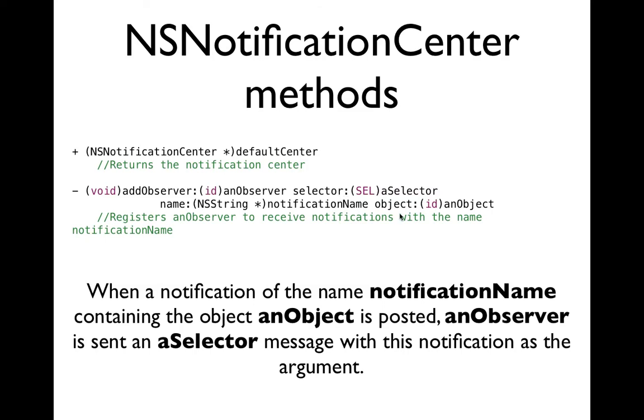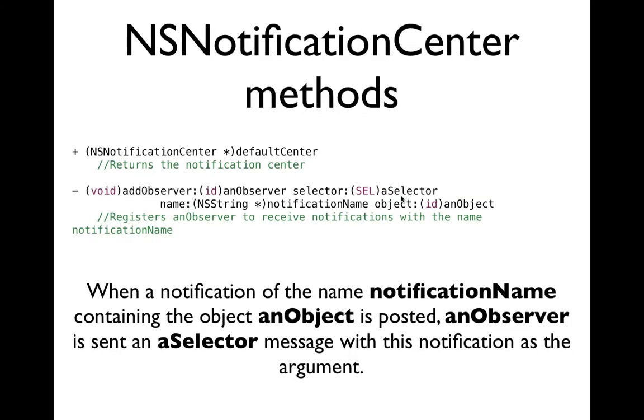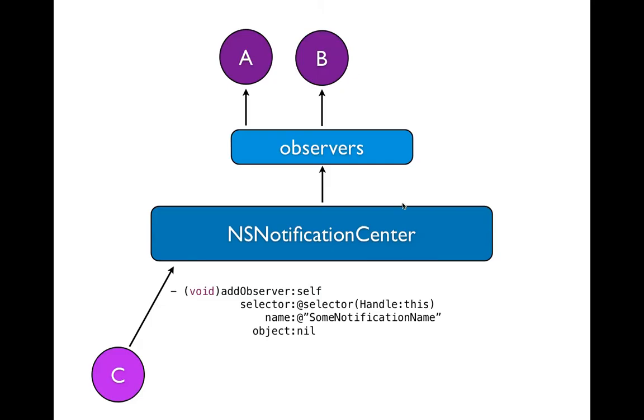Now when a notification of this name, containing the object, is posted to that notification center using post, this observer gets this selector called. It also gets the actual notification, this NSNotification object, and you can get different information from it because you can post different information in that notification. So it kind of works like this.